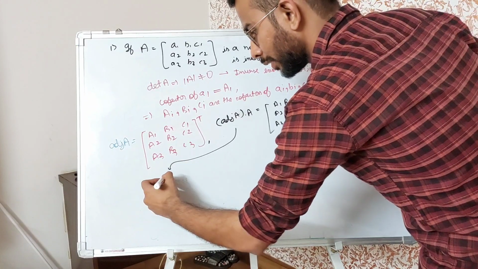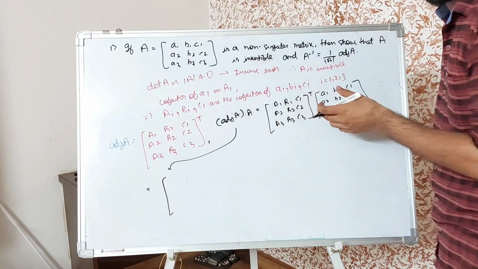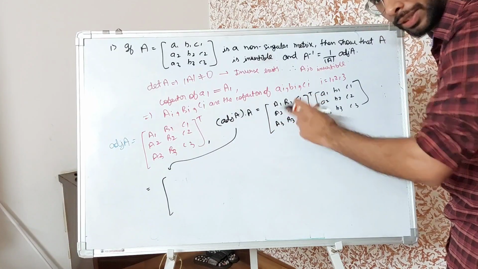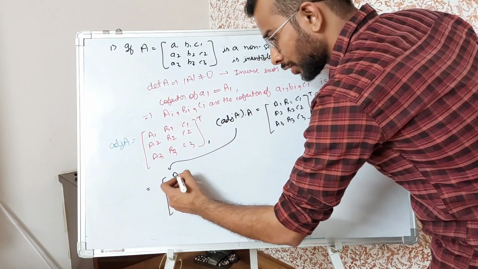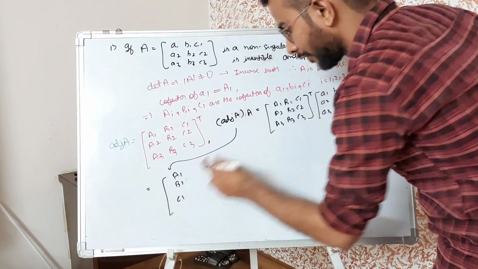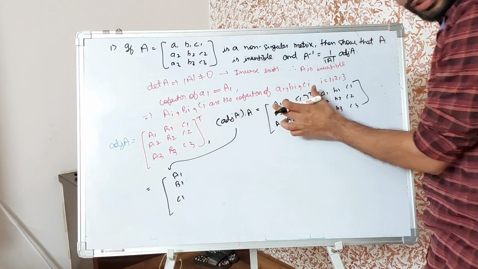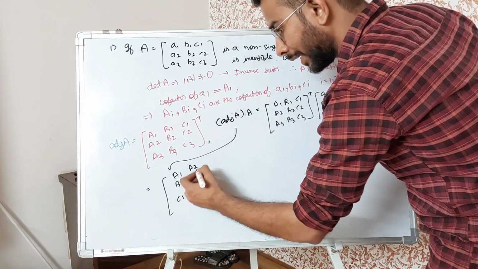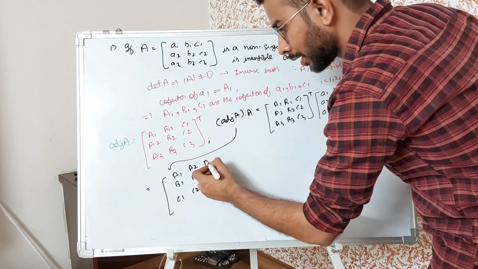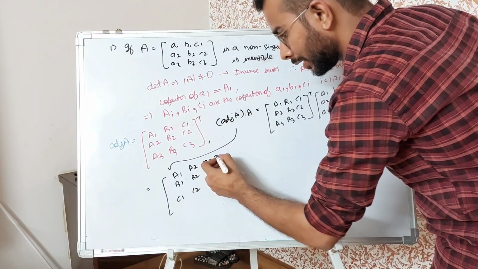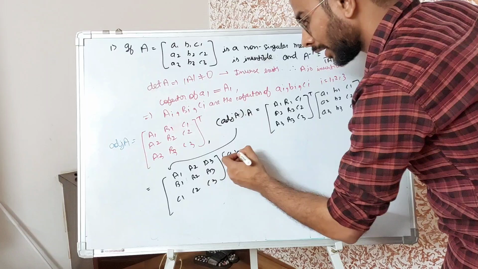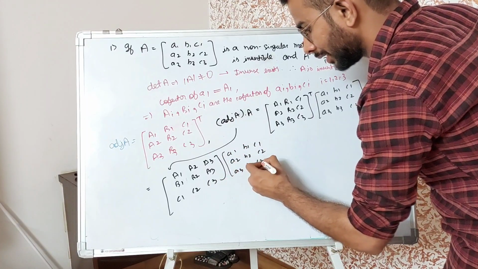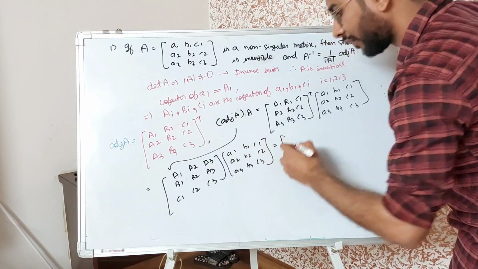First we'll write this transpose. Transpose means we write the first row as the first column, second row as the second column, third row as the third column. Horizontal is what we call a row, vertical is what we call a column. So this switches to A1, B1, C1; similarly A2, B2, C2; A3, B3, C3, multiplied by A1, B1, C1; then A2, B2, C2; then A3, B3, C3. Now very quickly we'll multiply both of them.